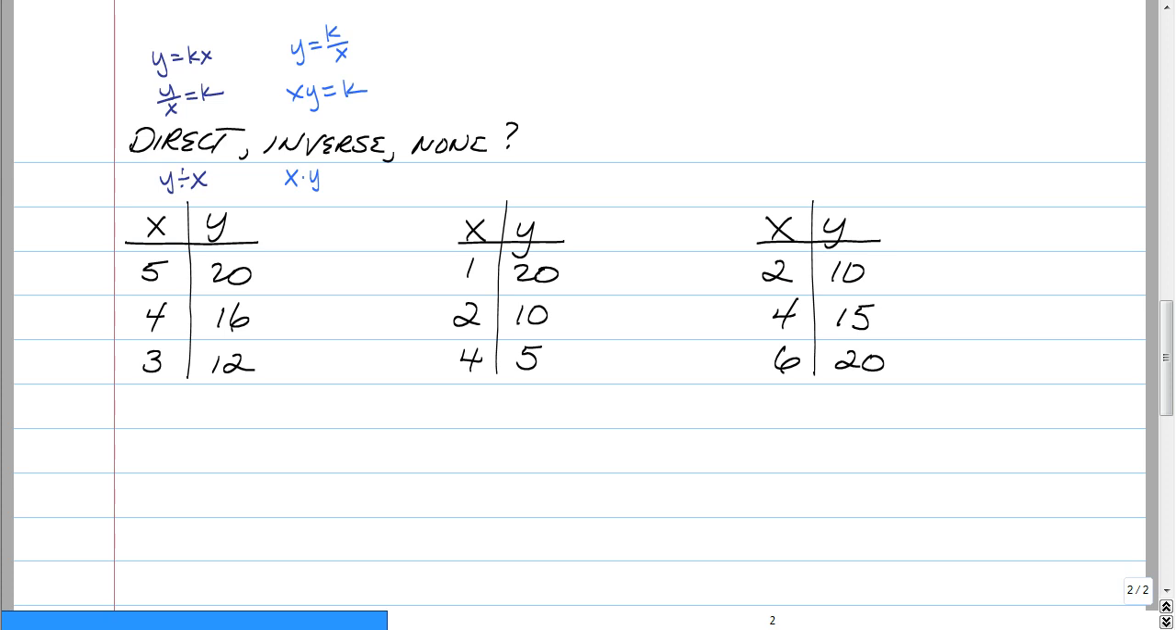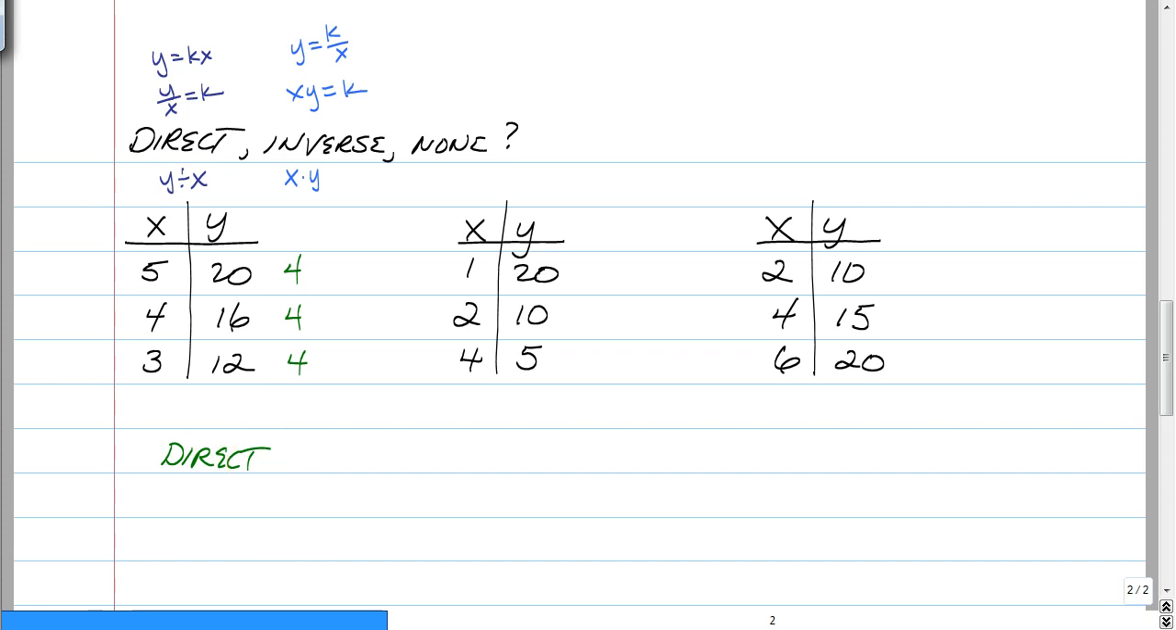So the first thing you want to do is you want to check division and then multiplication and see what you get. So remember, you do y divided by x. So 20 divided by 5 is 4. 16 divided by 4 is 4. 12 divided by 3 is 4. So this is a perfect example of direct variation.